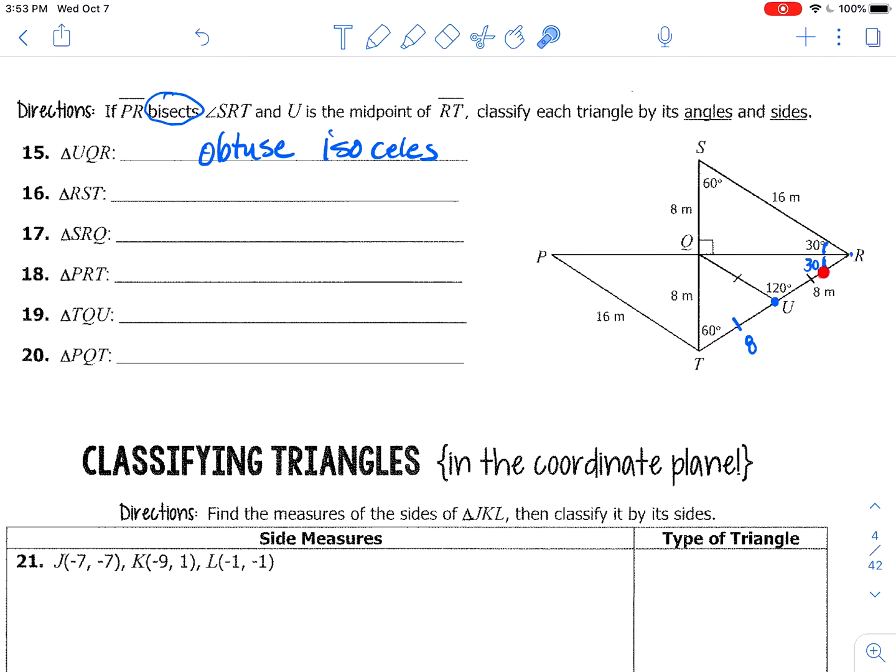RST. R to S to T. That's this big triangle here. All right, let's look at these side lengths. From R to S, we've got 16. From S to T, we also have 16, 8 and 8. From T to R, we also have 16. So this is an equilateral. Look at the angles. We've got 60, 60, 60. This is equiangular, equilateral.